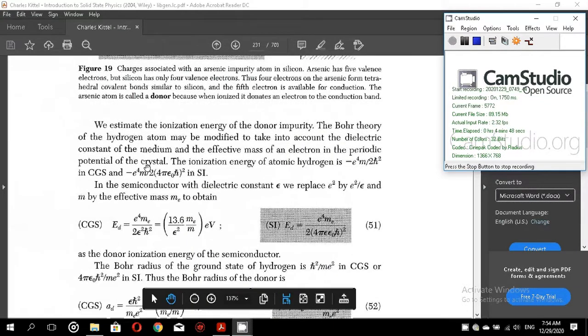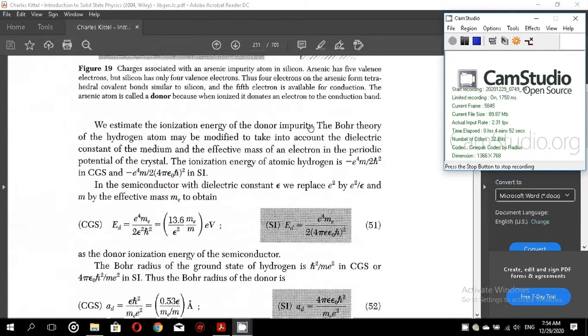We estimate the ionization energy of the donor impurity by using the hydrogen theory. The Bohr theory of the hydrogen atom may be modified to take into account the dielectric constant of the medium and the effective mass of an electron in the periodic potential of the crystal. The ionization energy of atomic hydrogen is minus e square m over 2 h cut square in CGS units and minus e to the power 4 m over 2 into 4 pi epsilon naught h cut square in SI units. So this we have taken from the theory of hydrogen atoms.